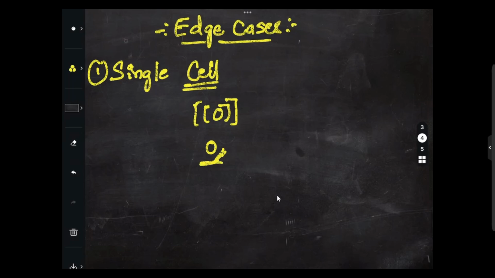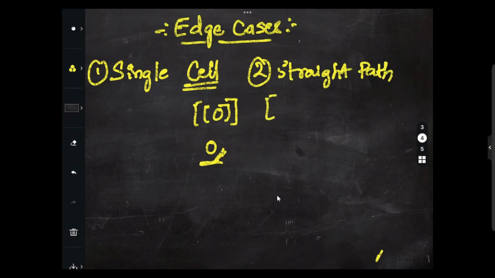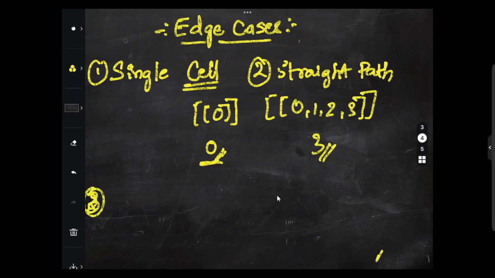Let's go with the second edge case here, which is a straight path. This is the same as the example we considered for the approach. We can go with the first example that they've given in the question, 1, 2, 3. So the output will be 3, right? I don't have to explain that one. We already saw it in the approach.